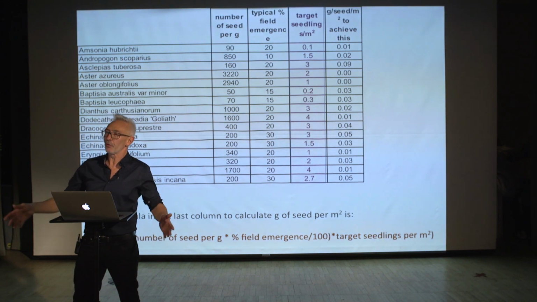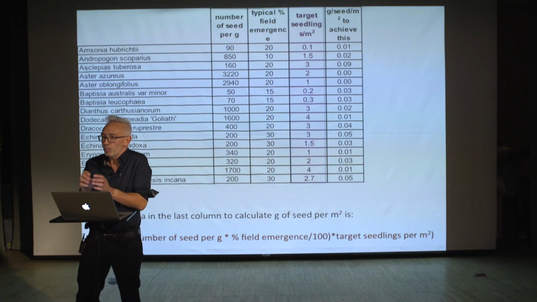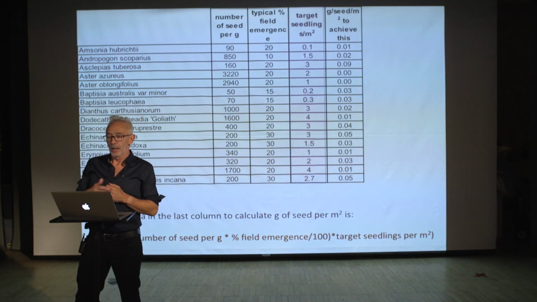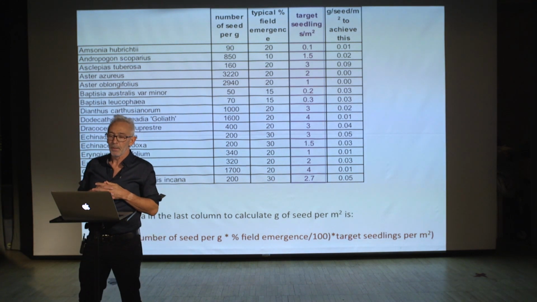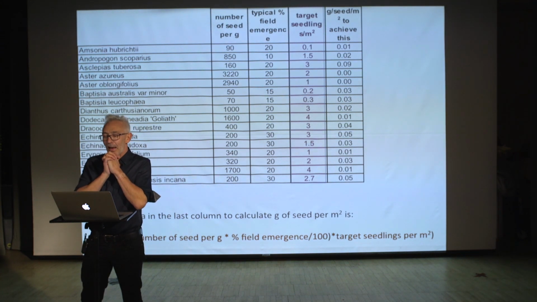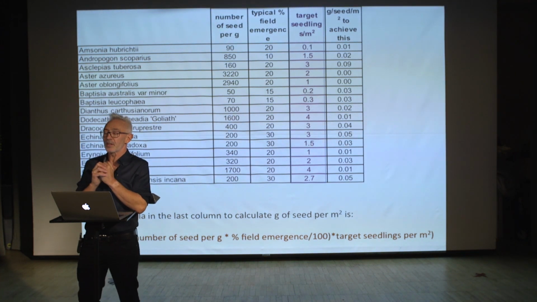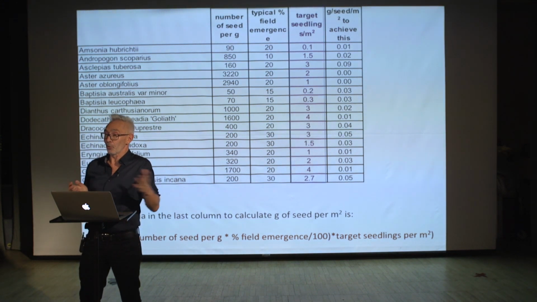Things which are big, you want very few, because you want one there and one over there and one over there. Things which are small, you probably want many. The next thing you need to know is how many seeds there are in a gram of seed. That varies a lot, but it's known, so it's very easy to find out. And then the other bit of information you need is the typical field emergence.